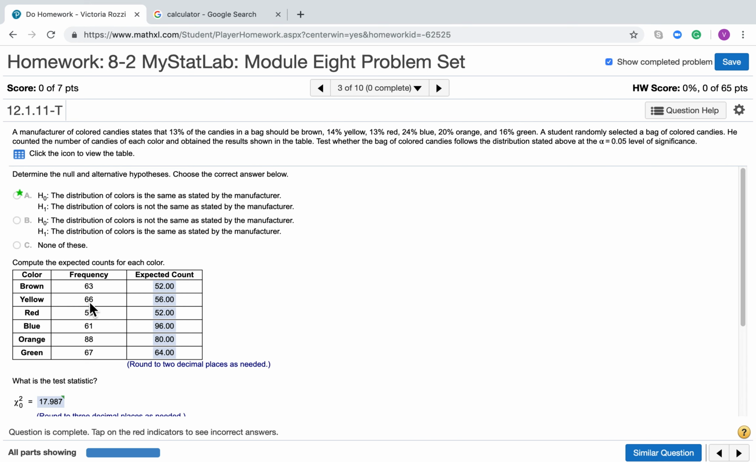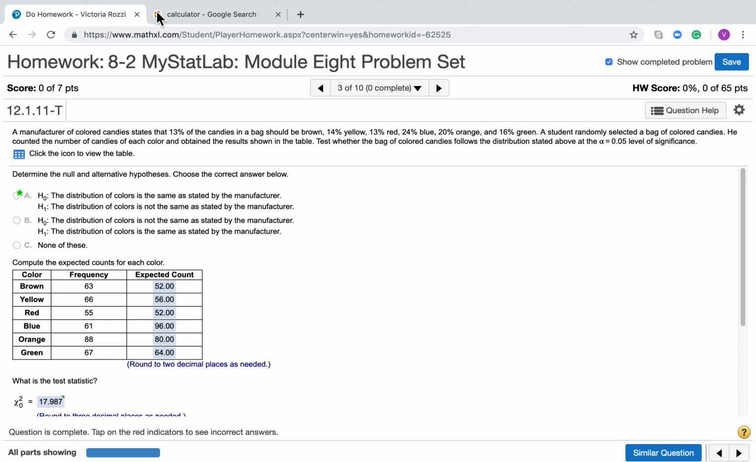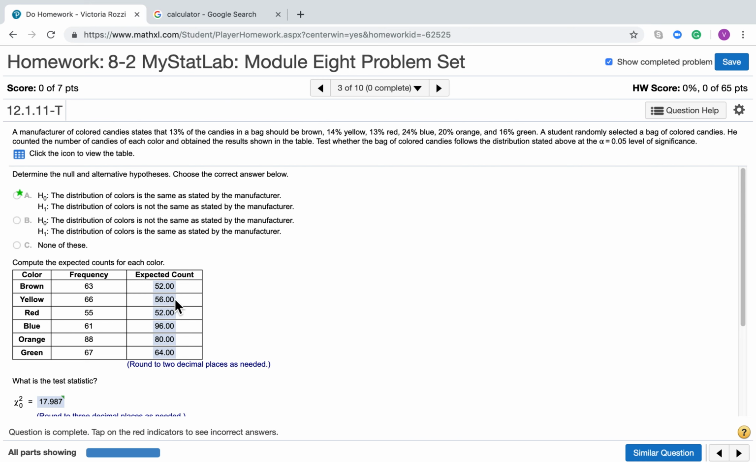And then for the yellow, well, they got that 66 for yellow, but 14% were supposed to be yellow. So if I go back to the bag of 400 and multiply by, what was it again? 14%, so 0.14, I should have gotten 56 should be yellow. And again, they want you to round to 2 decimal places, so you do have to put the 0.00, even though I'm getting integers here. If you happen to get decimals, just round to 2 decimal places.